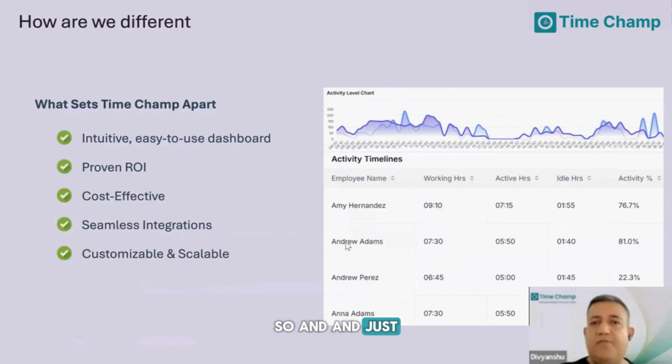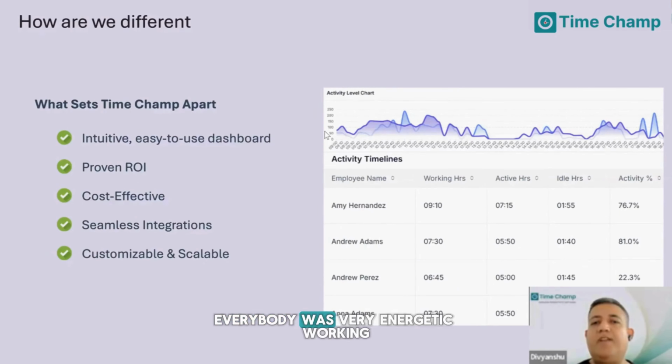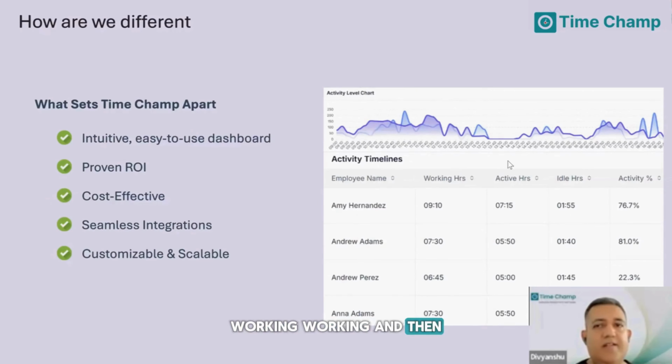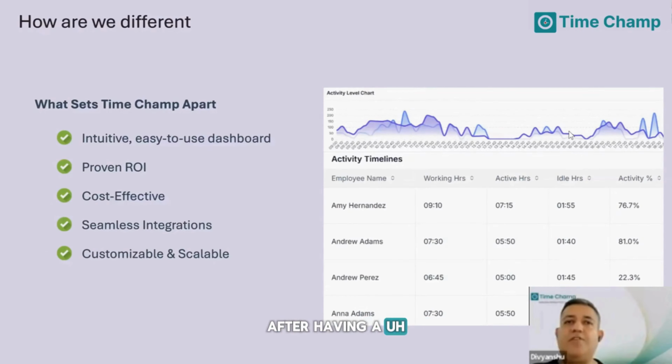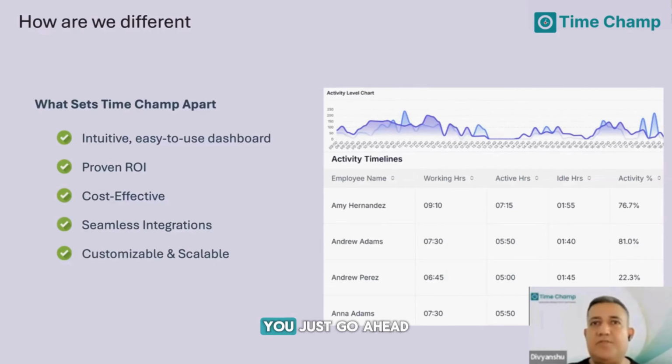Just before I go further, this is where you can see the activity level chart. In the activity level chart over here, you can see that at the start of the day, everybody was very energetic, working, working, working, and then there was a break. And then after the break, after having a lot of lunch, you see that there is a drop. And then there is a slight pickup at the end of the day, and then there is a drop again. So the point is that these reports, these charts can give you those insights which ideally you will never be able to see until you have TimeChamp.